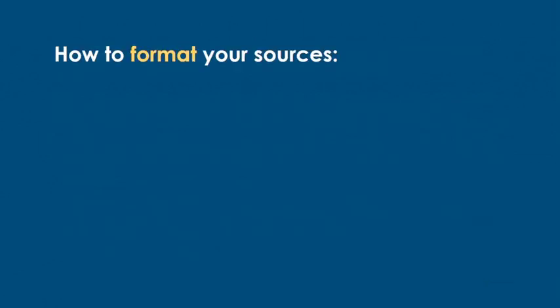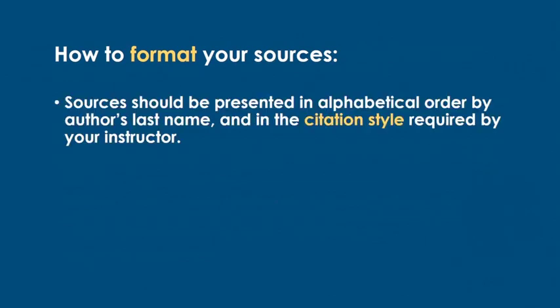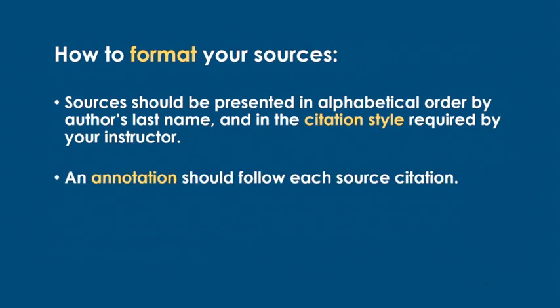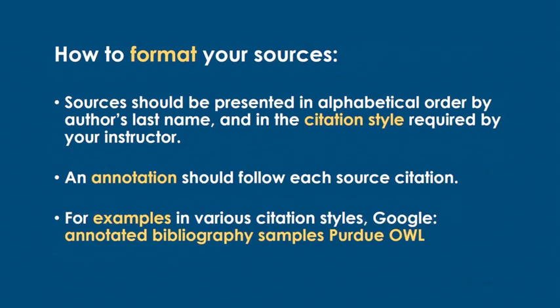How to format your sources for your annotated bibliography. Your sources should be presented in alphabetical order by the author's last name and in the citation style required by your instructor. An annotation should follow each source citation. For examples in various citation styles, Google Annotated Bibliography Samples, Purdue OWL.